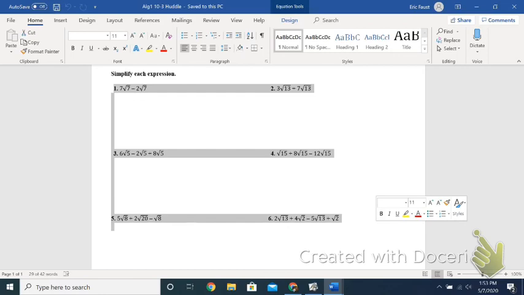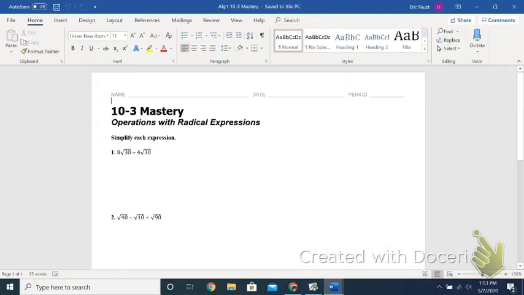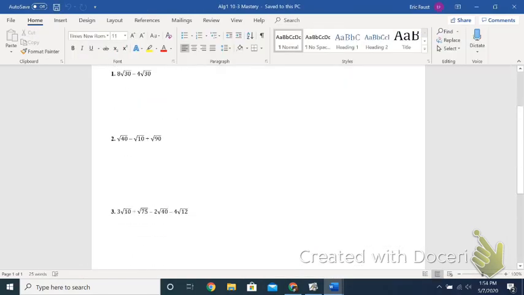All right, and the answers are number 1, 5 root 7. Number 2, 10 root 13. Number 3, 12 root 5. Number 4, negative 3 root 15. Number 5, 8 root 2 plus 4 root 5. And number 6, negative 3 root 13 plus 5 root 2. Or if you want, you could put those in the other order. You could say 5 root 2 minus 3 root 13. Either way.